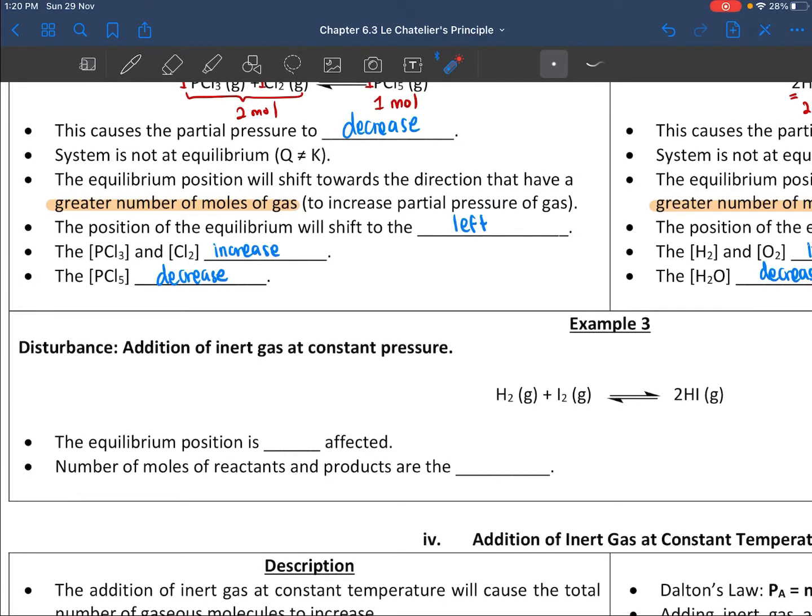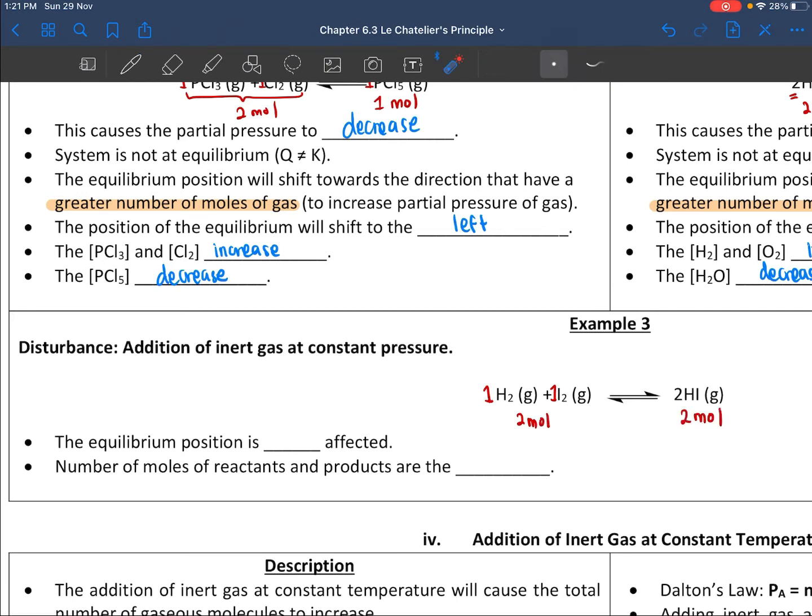Okay, so seterusnya kita tengok example 3. Addition of inert gas at constant pressure, and this is the equation. So the equilibrium position is apa? Okay, so kat sini dia ada kelainan sikit. Sebab kalau kita check over here ada 1 mole, ini 1 mole. So 1 plus 1 total reactant ni ada 2 mole, and sebelah sini produk pun 2 mole.